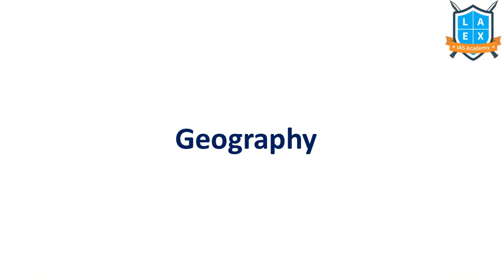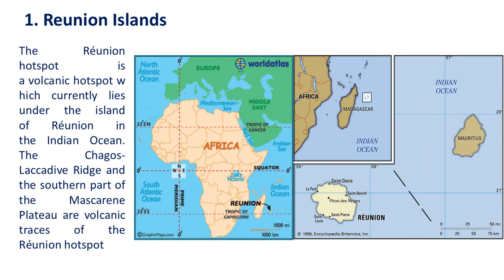Next, let us understand the geography related issues. First one is Reunion Island. Reunion Island is a hot spot, that is volcanically active area located in the Indian Ocean. This Reunion Island belongs to France. This is near to Madagascar. There are 2 islands. One is Mauritius. Second one is Reunion Island. Reunion Island is Indian Ocean territory of France.